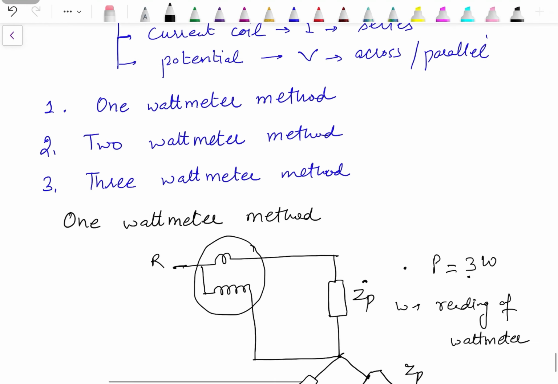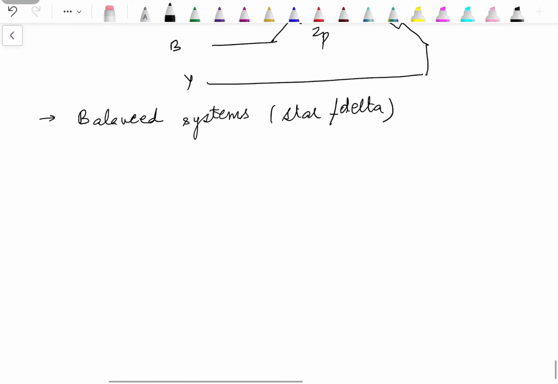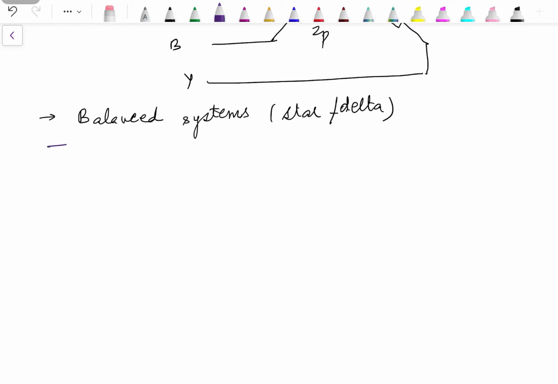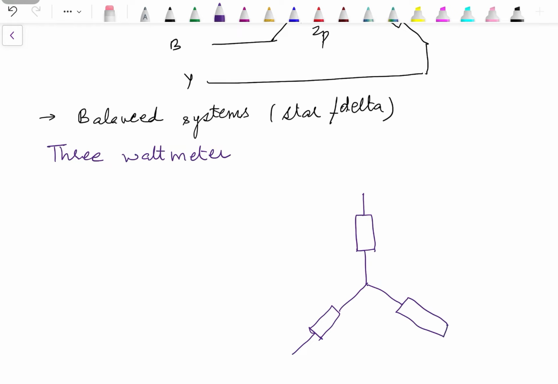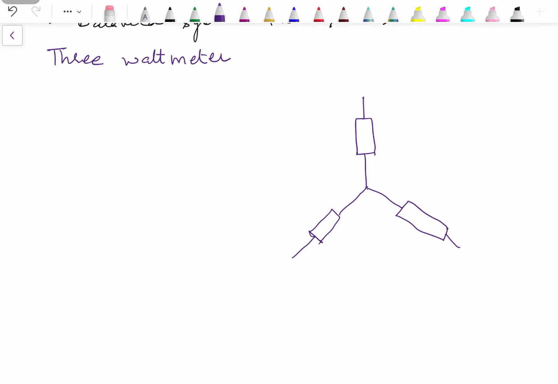The two wattmeter method is the most widely used method, so we will discuss this in much more detail. Before moving on to that, let's take the three wattmeter method as well. From the name, again it's clear that we are going to have three different wattmeters. I'm again considering the example of a star connected load only. The same can be done for the delta connected load. There is no difference; this method is equally applicable to star connected or delta connected loads.